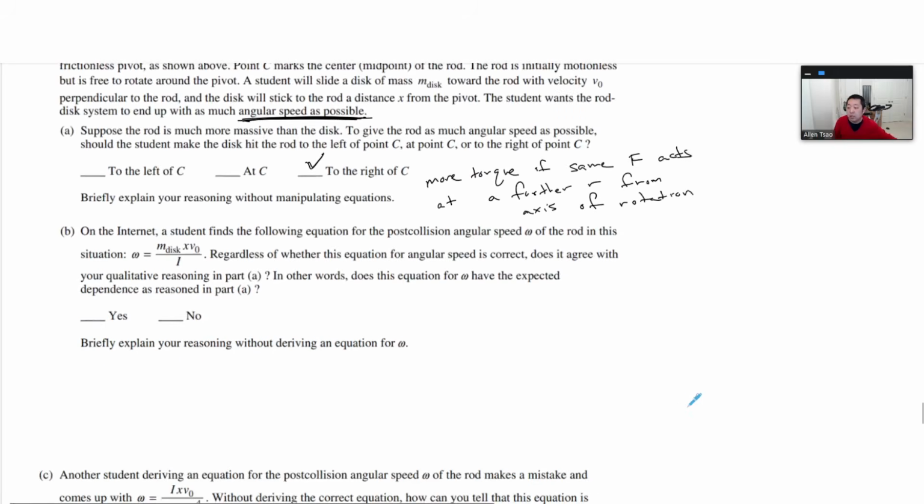On the internet, a student finds an equation. It doesn't really matter what the equation is. Regardless of whether the equation is correct, does it agree with your qualitative reasoning in part A? In other words, does the equation for omega have the expected dependence as reasoned in part A? This is an important concept on the AP Physics exam. When they're asking you to understand and interpret an equation, or whether it makes sense, they're asking you about whether the variable dependency is correct. That is, if one variable goes up, does the other variable also go up or down, and does that make sense?